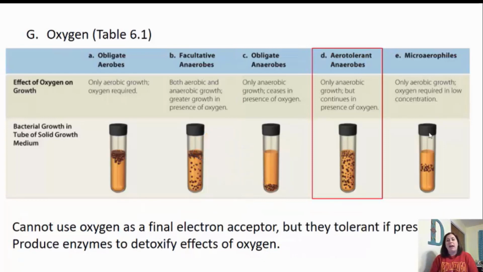The next group are the aerotolerant anaerobes. They only do anaerobic growth, but they can continue to grow in the presence of oxygen. So they will only be anaerobic, but oxygen doesn't bother them. They cannot use oxygen as their final electron acceptor, but they can tolerate it being present in their area. They do produce enzymes that help detoxify the effects of that oxygen.